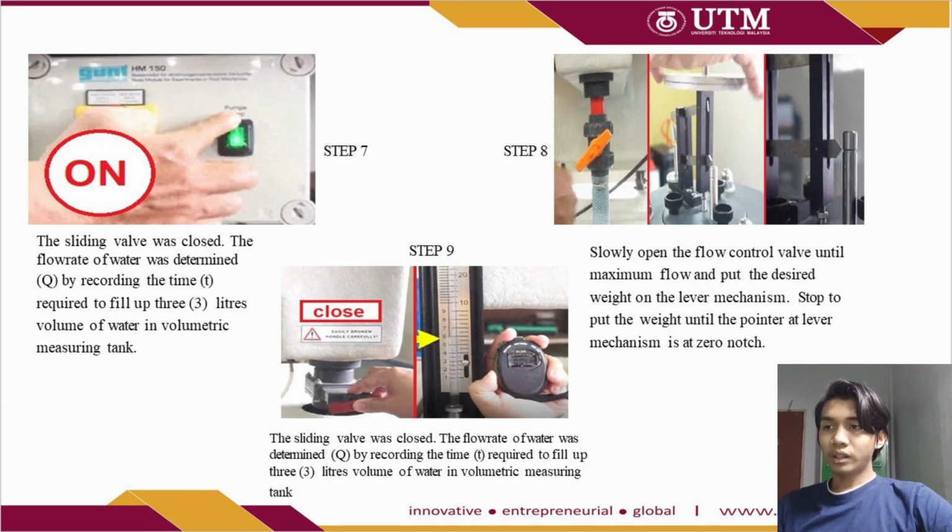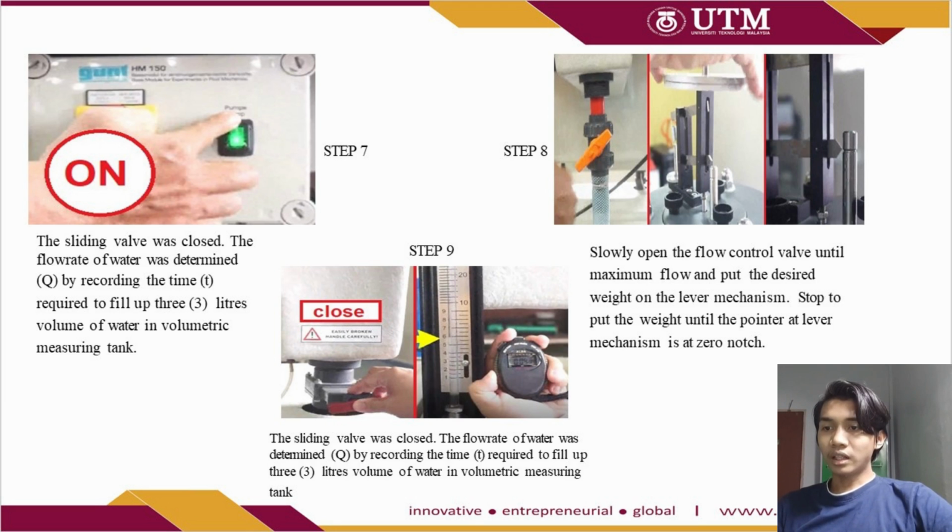Step 7. The sliding valve was closed. The flow rate of water was determined by recording the time required to fill up 3 liters volume of water in the volumetric measuring tank. Step 8. Slowly open the flow control valve until maximum flow and put the desired weight on the lever mechanism. Stop putting on weight when the pointer at the lever mechanism is at the 0 notch.